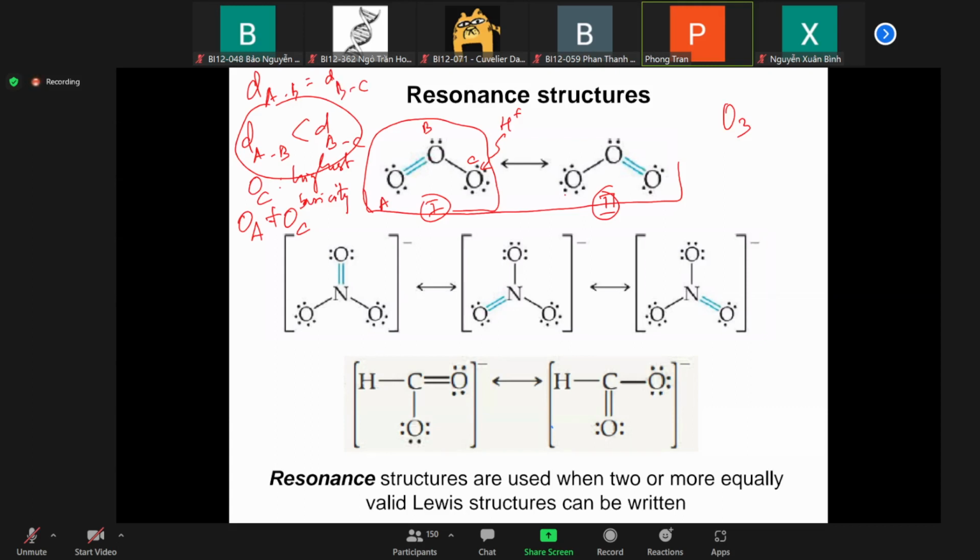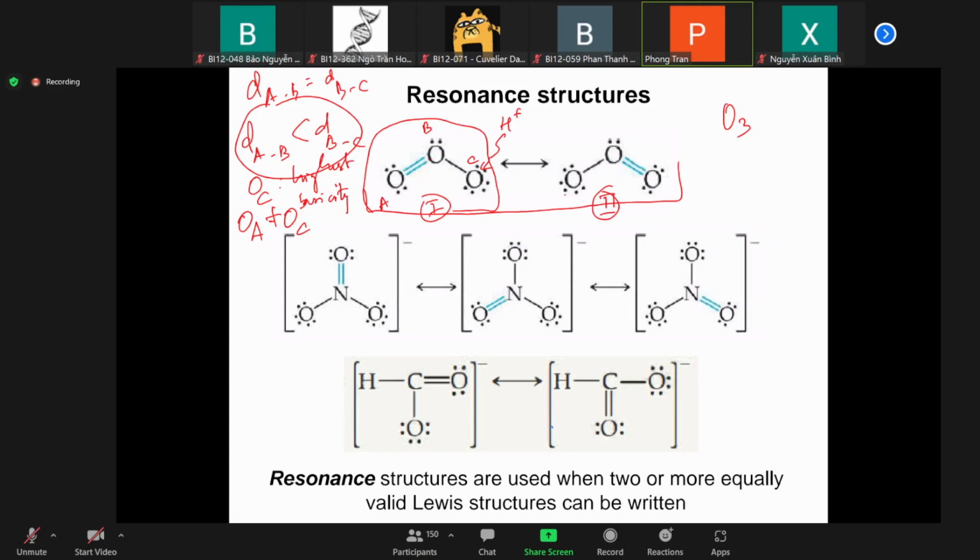So we develop theory in chemistry, not for fun, not to satisfy our imagination, but we develop the theory to explain experimental results. So the truth is in the experimental result, not in our imagination.